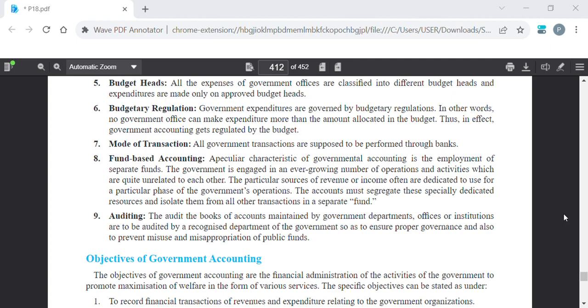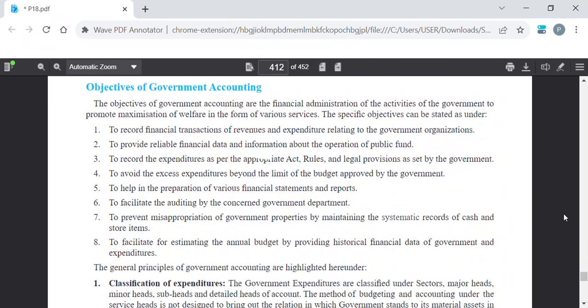Then we have the next question as objective of government accounting. The objectives of government accounting are financial administration of activities of the government to promote maximization. So first objective is financial administration. I want to financially administer my activities of government. Then to promote maximization of welfare in the form of various services. So these are my main two objectives.